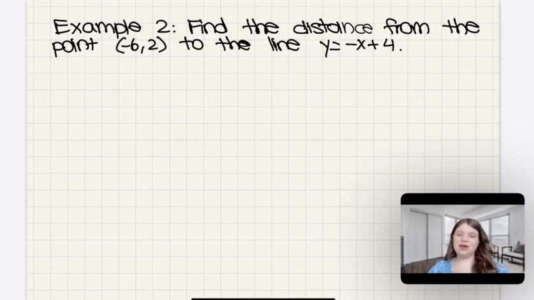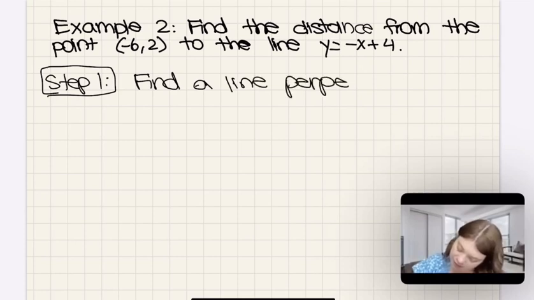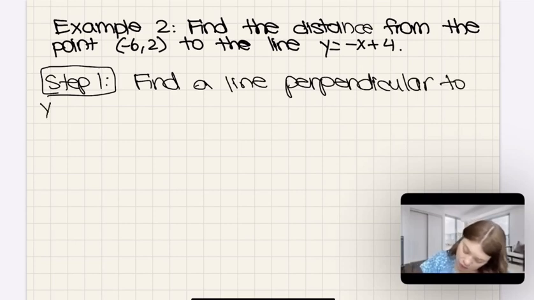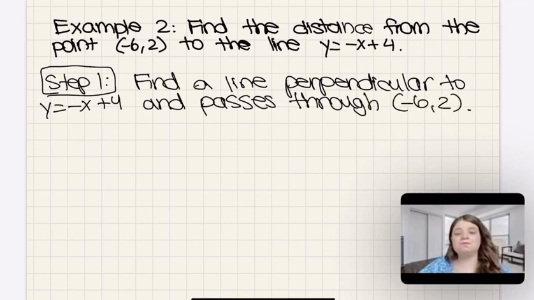So let's do that. Step one is to find a line that is perpendicular to y equals -x plus 4 and passes through -6, 2. Okay, so let's do that first.